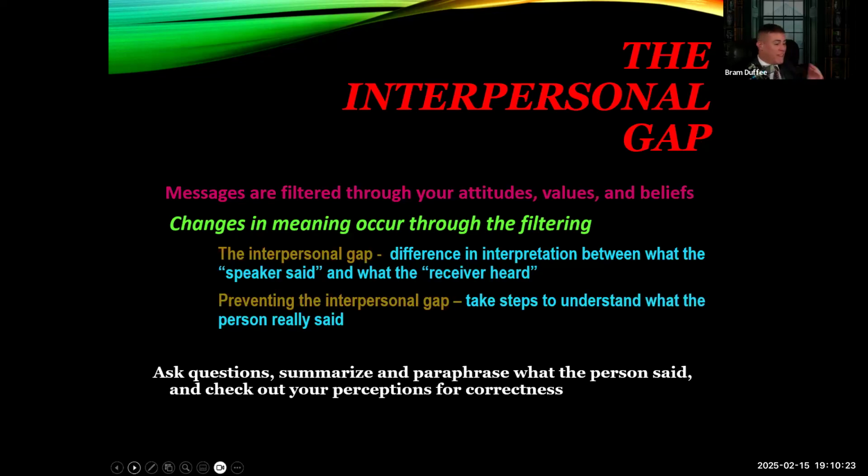Preventing the interpersonal gap is about creating dialogue, not just speaking and listening passively. It's about showing curiosity and care in your interactions. And so when both the speaker and the listener actively work to bridge some of these communication gaps, that's what reinforces trust. And it eliminates a lot of unnecessary misunderstandings. So at the end of the day, clear communication isn't just about what's said, it's about making sure that what is said is something that is understood.